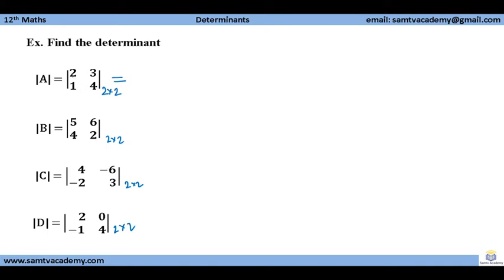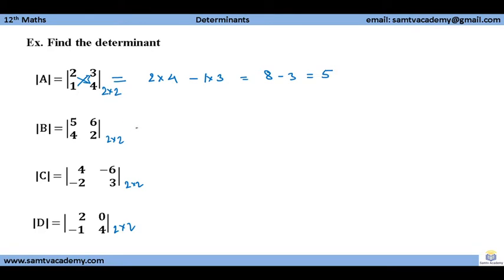So we will do its solution. First what will we take? We will take this diagonal, that is the principal diagonal. So 2 into 4 minus the remaining diagonal, which is 1 into 3. It will give 8 minus 3, and the value we will get is 5. So this is the value of the determinant, that is 5.